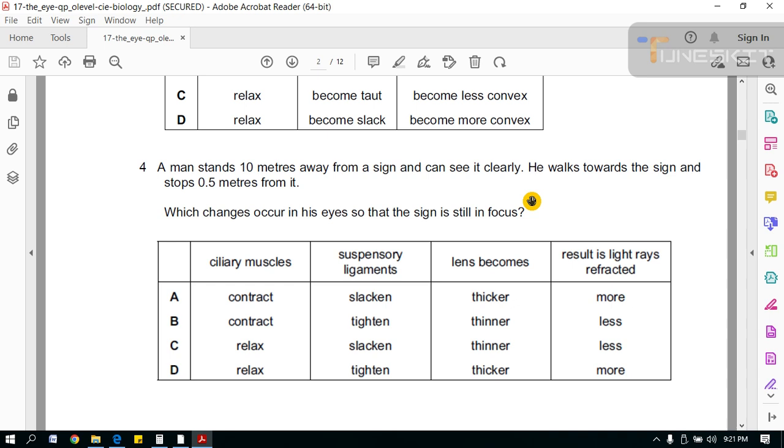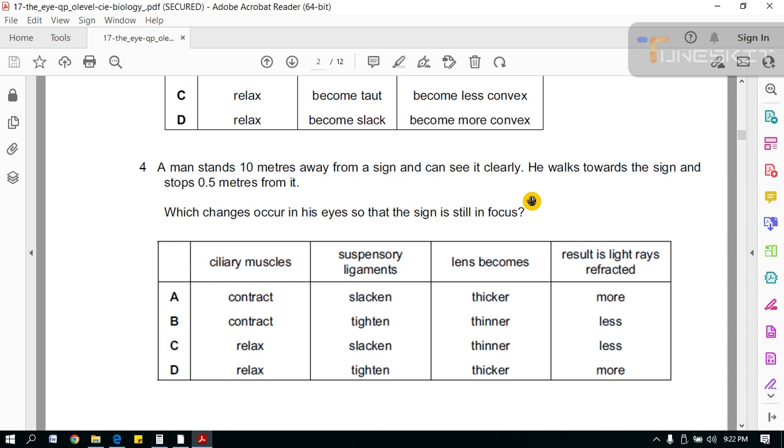So definitely this MCQ is very opposite to the third one. So ciliary muscles will be contracted. Ciliary muscles contract. Suspensory ligaments will slacken or loosen, right? So the lens becomes thicker. Why? Because the size of the lens becomes reduced, and as a result it becomes thicker, and the light rays are refracted more. So in this case option A is correct.